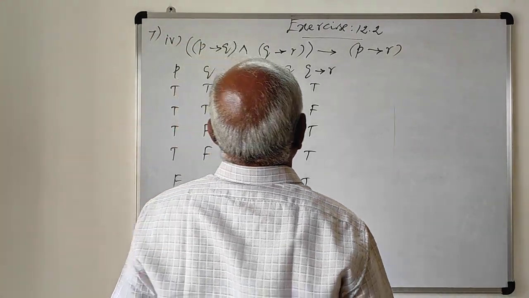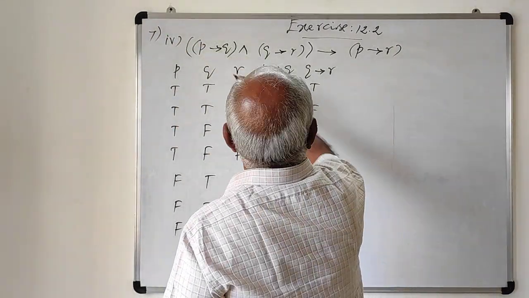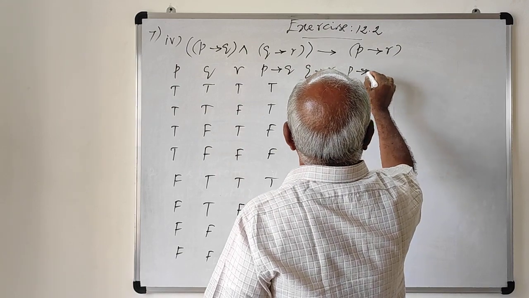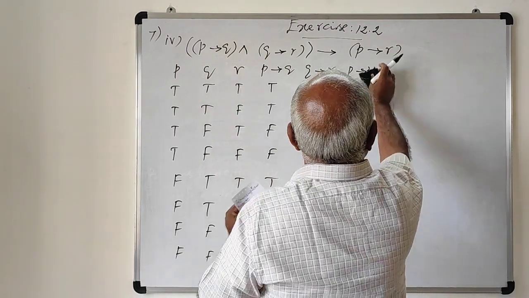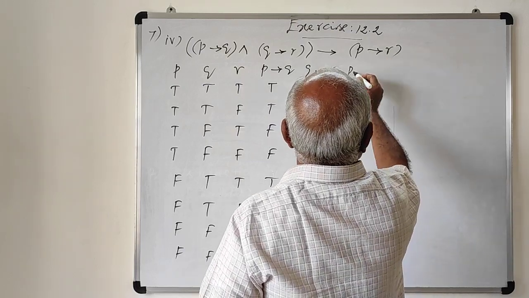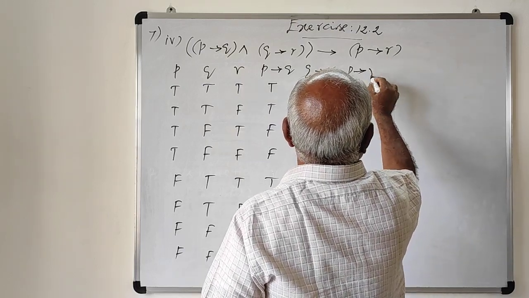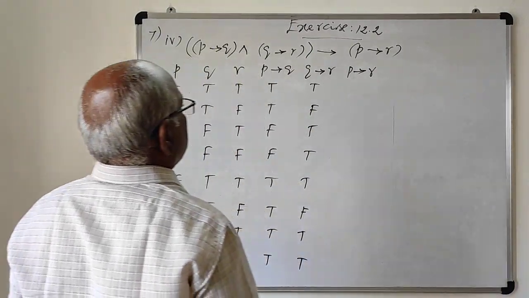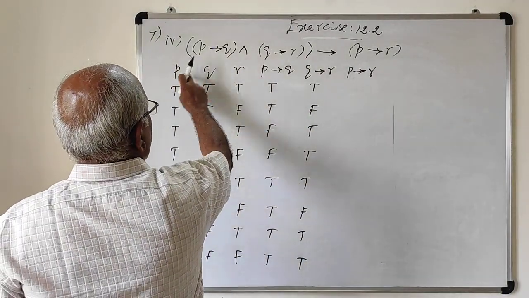The next one, P tends to Q and P tends to R, we will write. P tends to R.